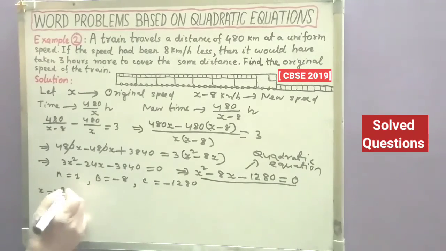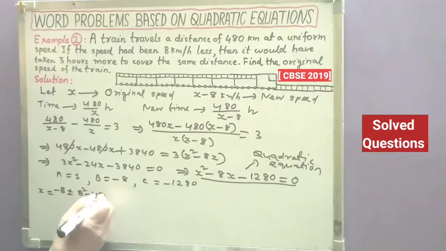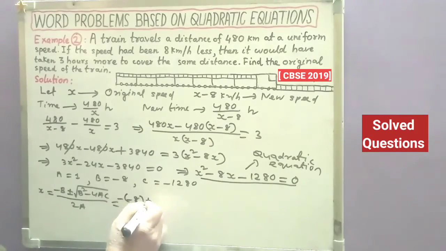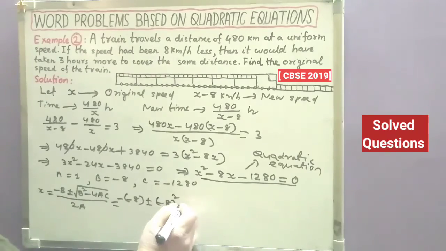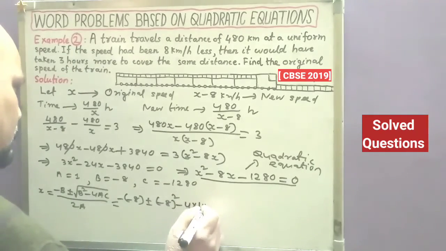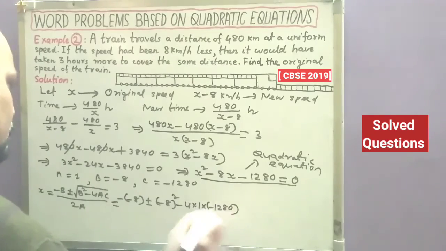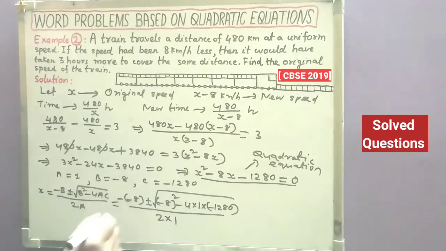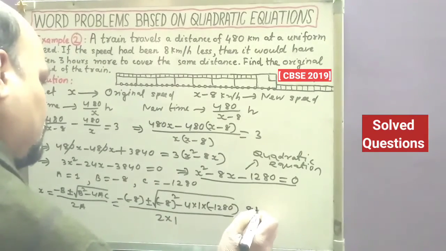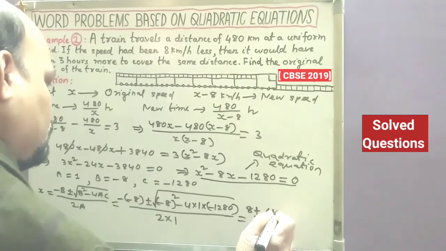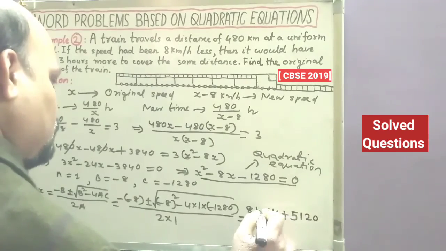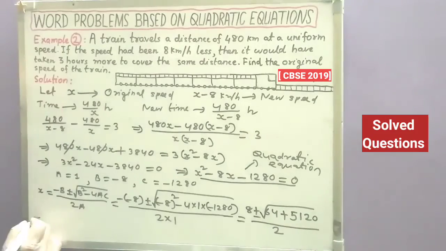Now, using the quadratic formula, we have x equals minus b plus minus square root of b square minus 4ac upon 2a, that equals minus (minus 8) plus minus square root of 8 square minus 4 into 1 into minus 1280, divided by 2 into 1, that equals 8 plus minus square root of 64 plus 5120 upon 2.